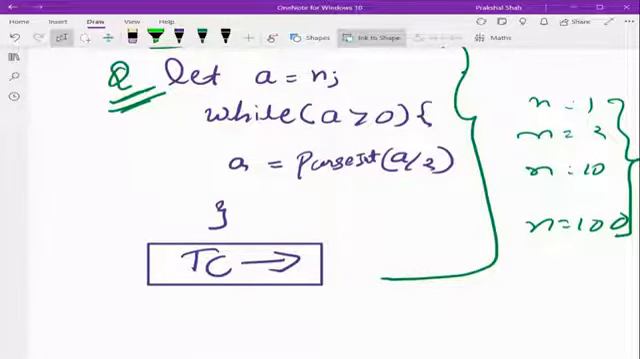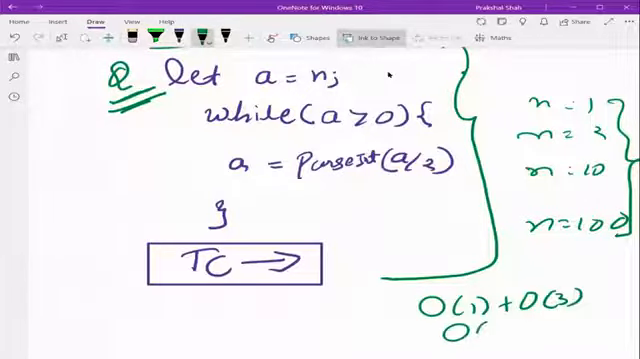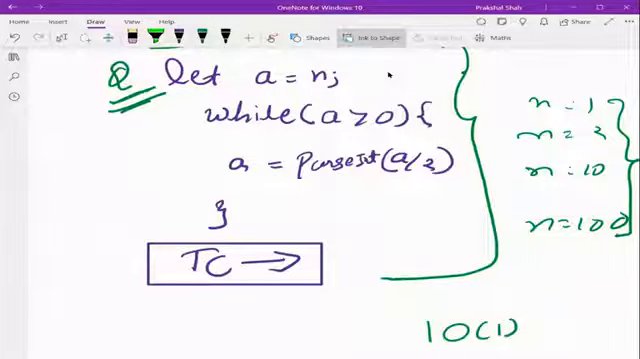Vishal, this should not be the answer. Why are you telling me order of 1 plus order of 3? It should be order of 1 only anyway. Yes or no? So this kind of answer should not come here. Yes or no, people? Vishal, are you clear?